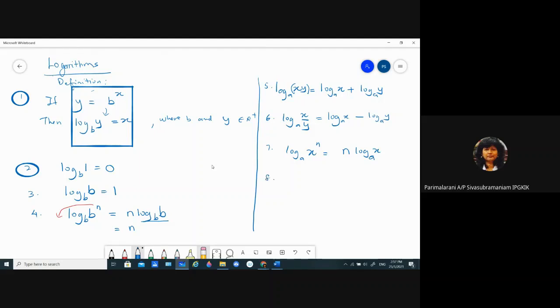And the last one: if you have log c base a and you want to change the base, you can change the base. Say we want to change to base b, then this equals log c base b over log a base b. This is how you change the base. So these are the rules that we are going to use to solve all logarithm questions. I'm sure you've done this before, so this is just to refresh your memory. Let me look for a question first.